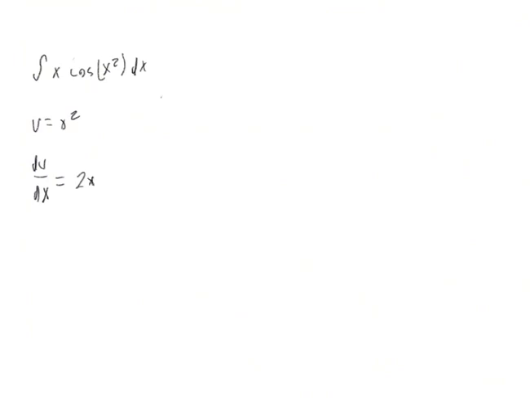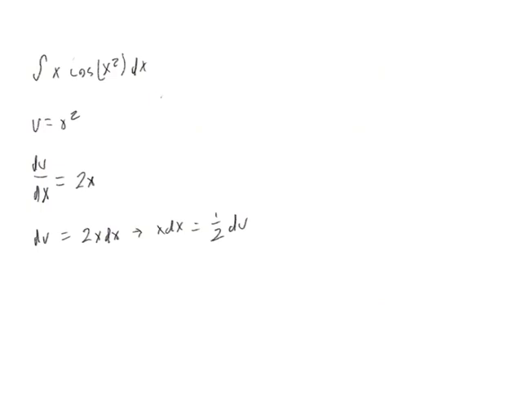Our second step is to find du. So du equals 2x, and then next we have to solve for x times dx. So we put du equal to 2x times dx, and then if we divide by 2, we can find that x dx is just equal to 1/2 times du.